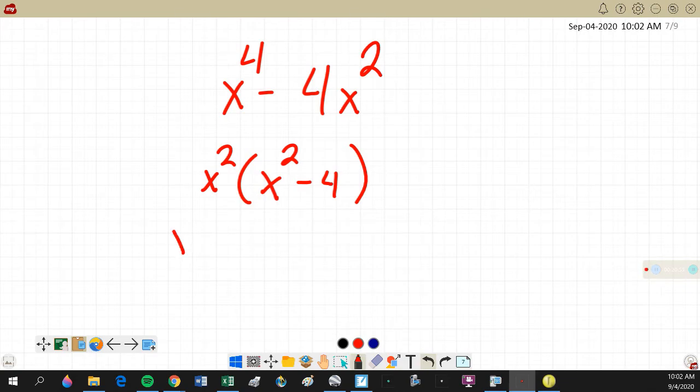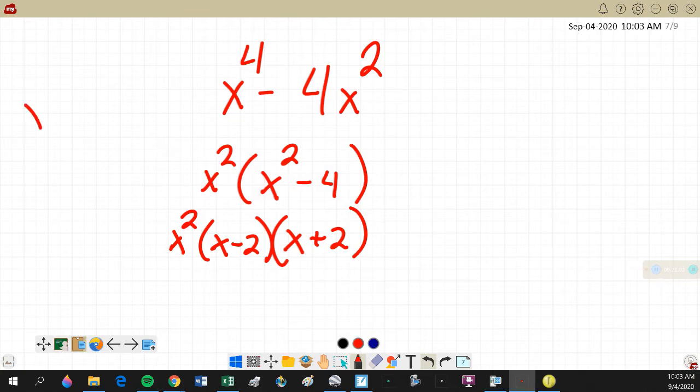That's a difference of perfect squares. Good. x minus 2 and x plus 2. So what are my roots? 0, 0. Why 2 zeros? Because it's x to the second. Do I need to write both zeros? No. But I also have a 2 and a negative 2.